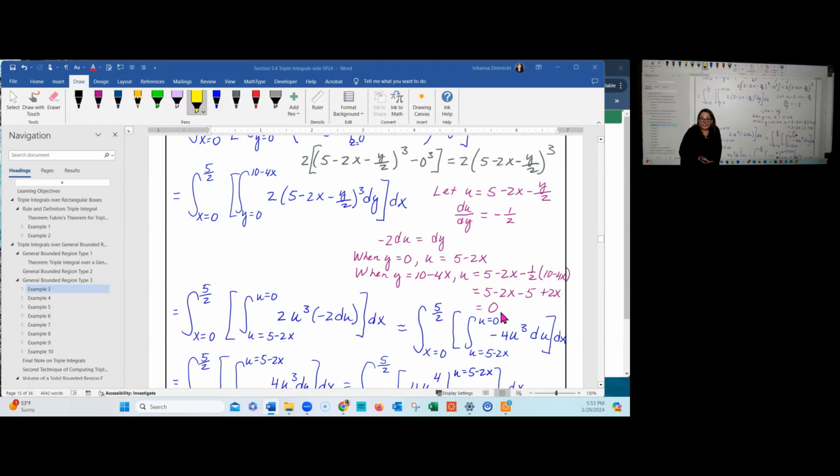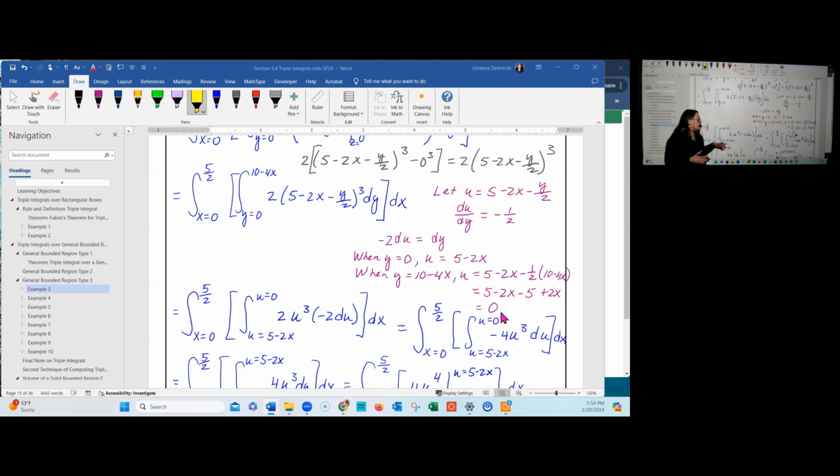We can actually change the limits of integration. When y is 0, based on our definition of u, u becomes 5 minus 2x. When y is 10 minus 4x, using our definition of u, we end up with u equal to 0. This means that we're integrating now between 5 minus 2x and u equals 0 of negative 4u cubed.